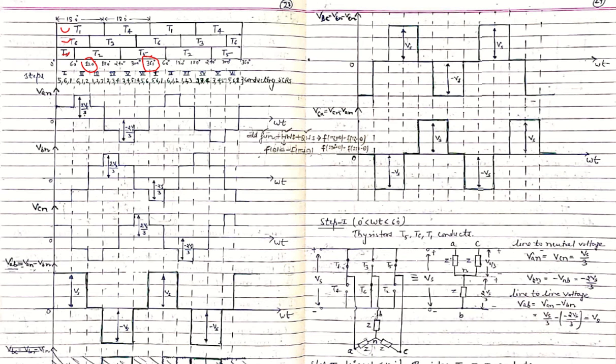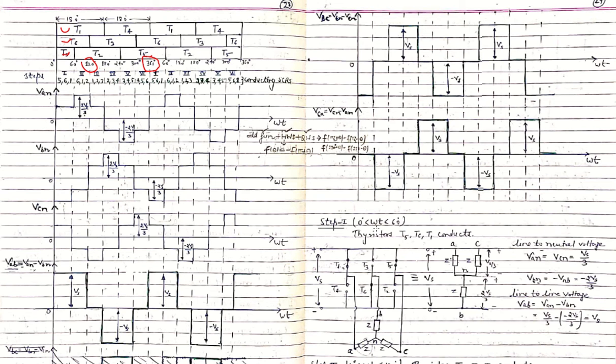This is a topology I will draw to understand properly. This is the supply voltage Vs, then T1, T3, T5 are the positive group thyristors, and T4, T6 and T2 are the negative group of thyristors. And diodes will not come into the picture because it is not a case of RL load. We will assume the impedance is formed by a pure resistive load, so there is no diode conduction. So we will mark T1, T3, T5 and T4, T6, T2.